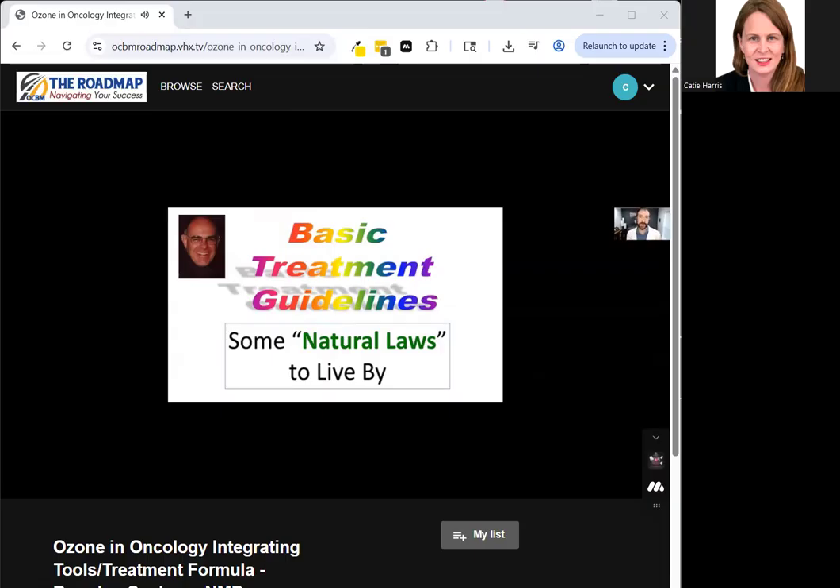So every single time I work with a patient, I find, yes, we have all these cool little labs. We have all these techniques. We can address the genetics, the epigenetics, but we must remember that we got to have this patient not violate nature's law. So Dr. Dixon Tom came up with the basic treatment guidelines, and the basic treatment guidelines basically address nature's law.